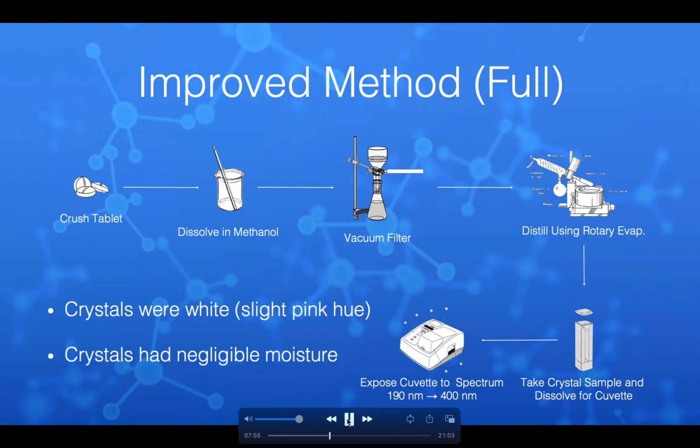The filtrate was then poured into a round bottom flask, which was attached to a rotary evaporator, which lowered the pressure inside the flask and created a vacuum. This lower pressure lowered the boiling point of methanol, which allowed it to evaporate at low temperatures. The mass of paracetamol was recorded, and a sample of the crystals was taken out using a spatula to create a 0.033 gram per liter solution for the cuvette, which then went to the spectrophotometer. I then used this data to back calculate using Beer's law the mass of paracetamol in said sample.